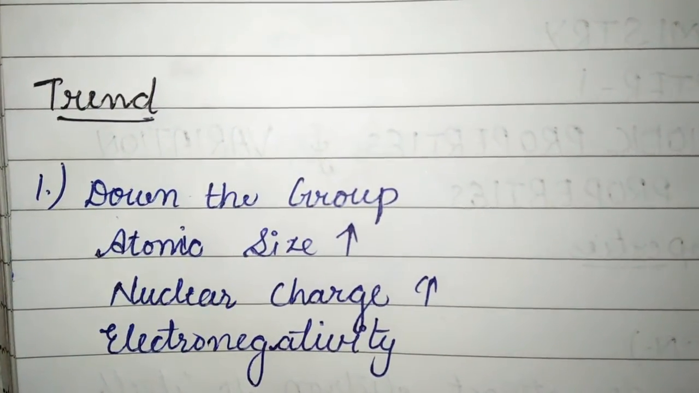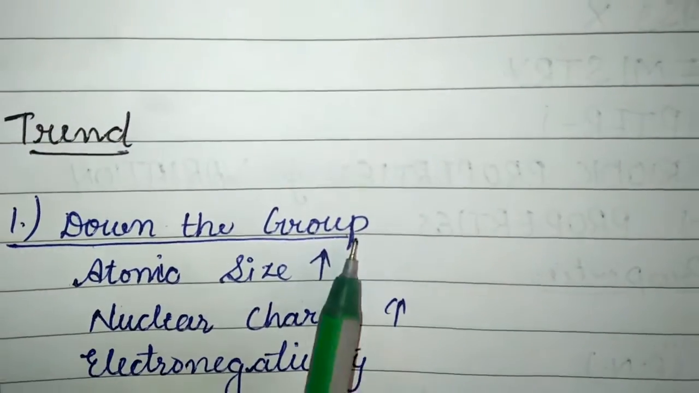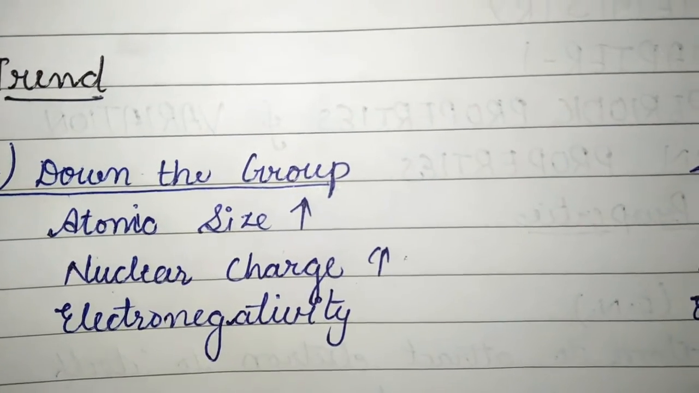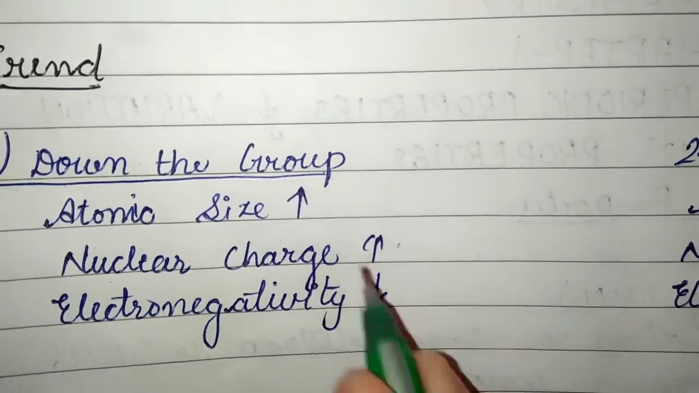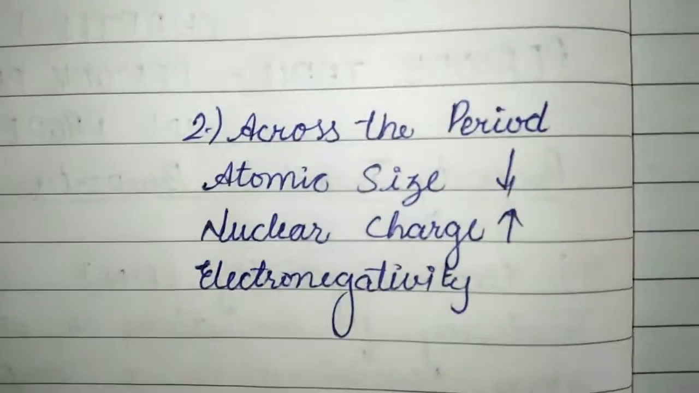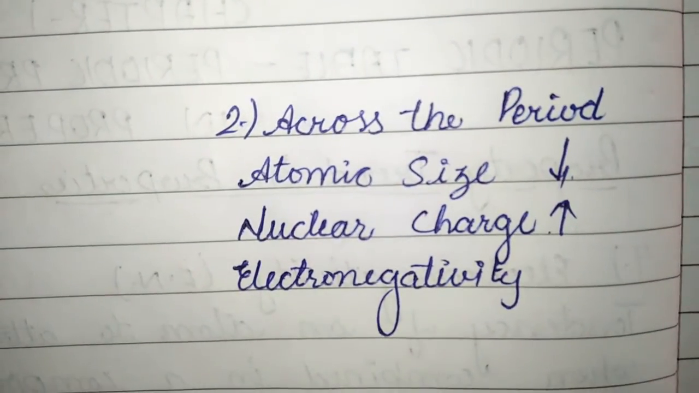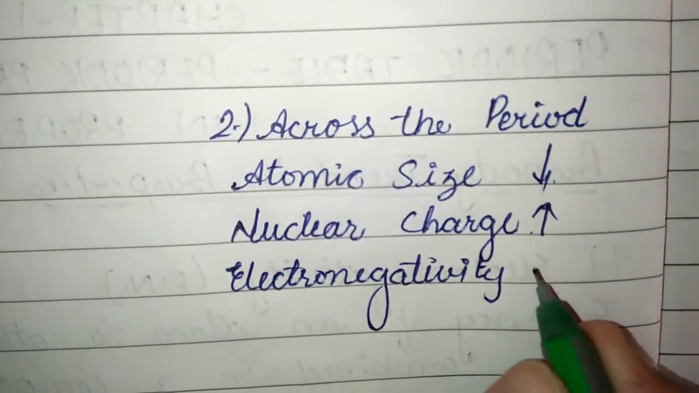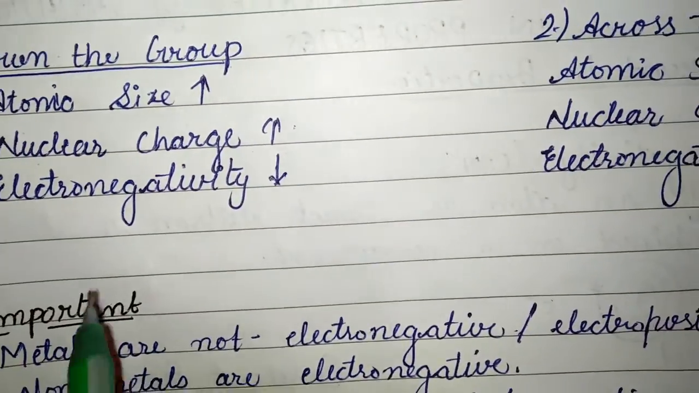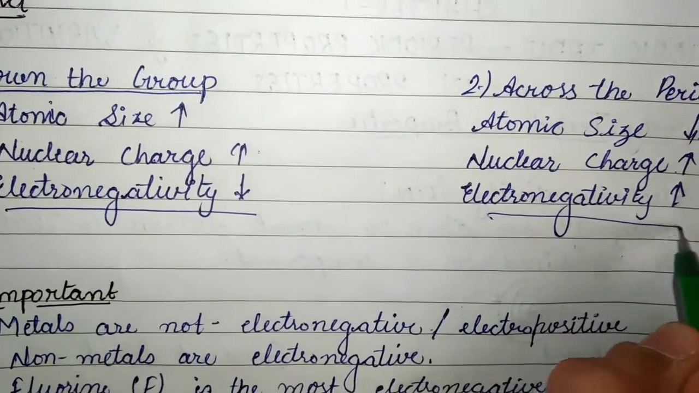Now we will see the trend. Firstly, the trend down the group. Down the group, atomic size increases and nuclear charge increases. Then what will happen? Electronegativity will increase or decrease? Electronegativity will decrease because atomic size dominates over nuclear charge. Across the period, atomic size decreases and nuclear charge increases. So both the conditions favor increased electronegativity. Down the group, electronegativity decreases and across the period, electronegativity increases.